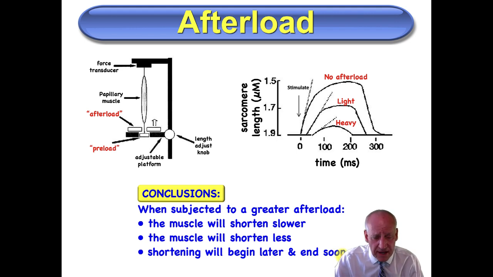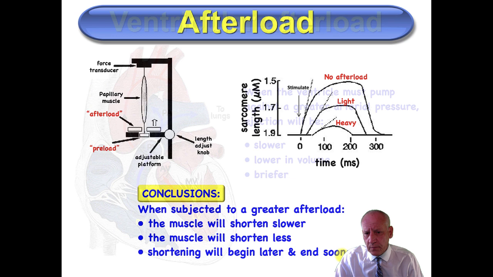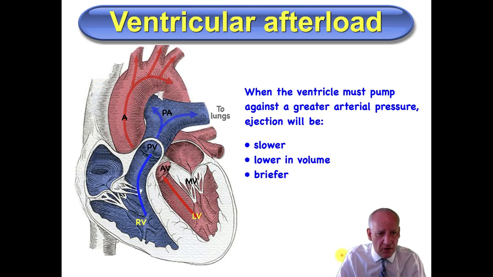So how does this effect manifest itself in the heart? When the ventricle must pump against a greater arterial pressure, a greater afterload, the ejection will be slower, lower in volume, and briefer. All of these effects will reduce the pumping performance of the heart. So in patients with a failing heart, one of the first things we want to do is to lower the arterial blood pressure. Why? By reducing afterload, we improve the stroke volume and we lessen the workload on the heart. We'll learn that pressure work by the heart is energetically expensive. We want to convert pressure work into volume work by reducing the afterload.